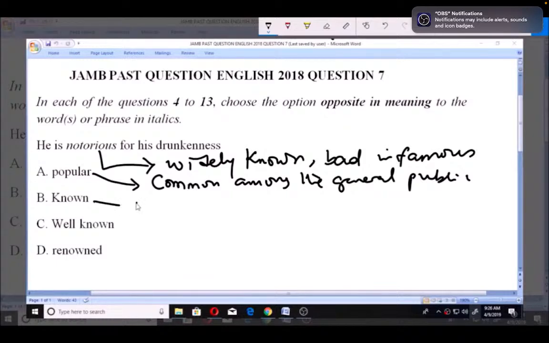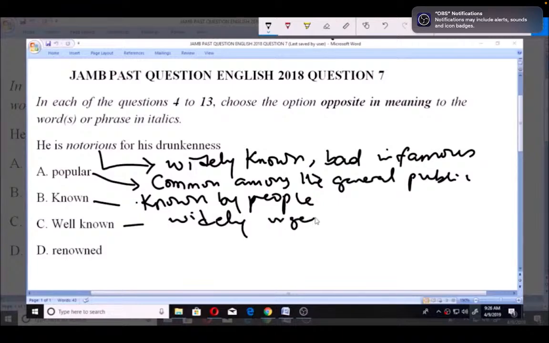Then known, someone or something that is known by many people. That's the meaning of known. Something that is known by many people, which is also the same as popular, very similar to popular. Well known is also widely or generally known. Somebody or something that is widely or generally known.